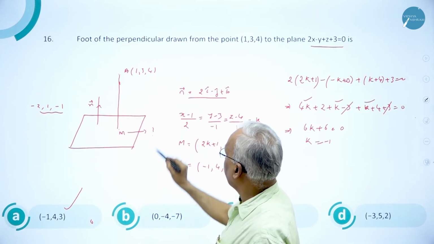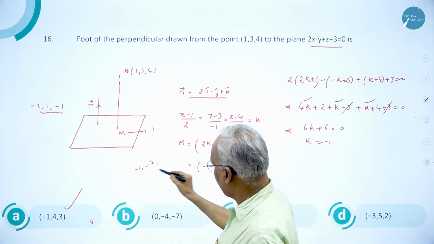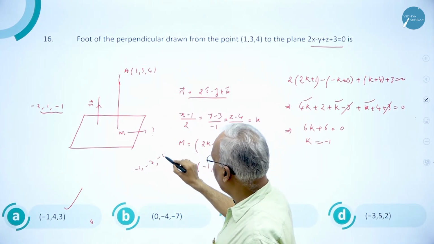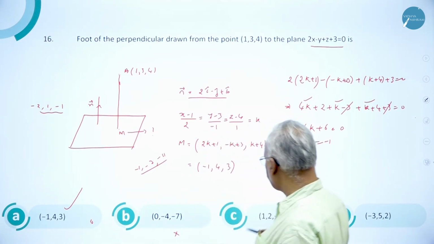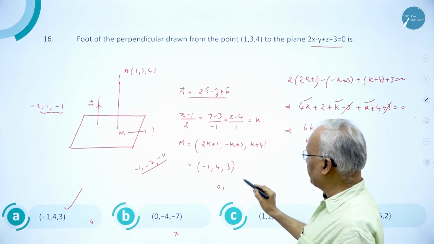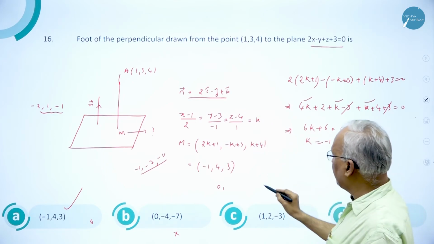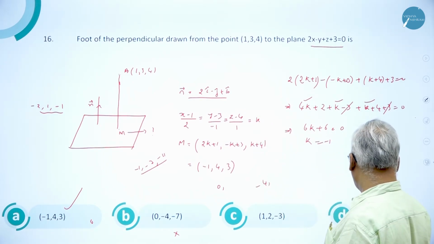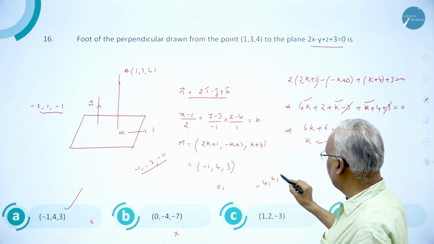Now you join this with this. See, 0 minus 1, minus 1. Minus 4 minus 3 is minus 7. And minus 7 minus 4 is minus 11. Clearly, this is not a multiple of this. So this is not possible. Again, 1 minus 1, 0. Don't try, waste your time because this can never be multiple of this. Try this. Minus 3 minus 1 is minus 4. And 5 minus 3 is 2. And 2 minus 4 is minus 2.